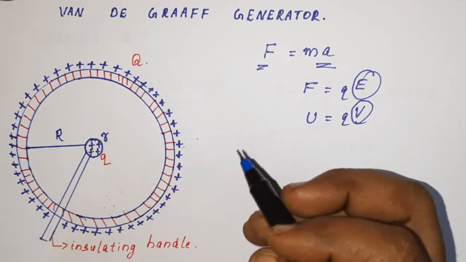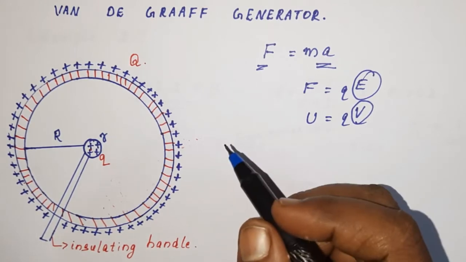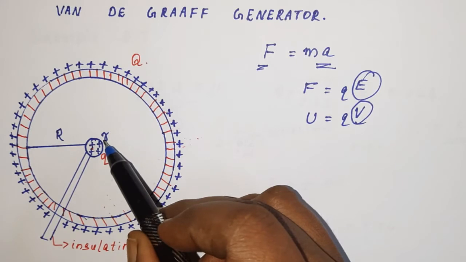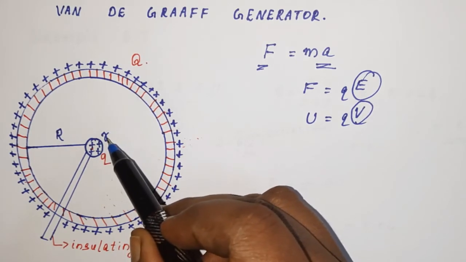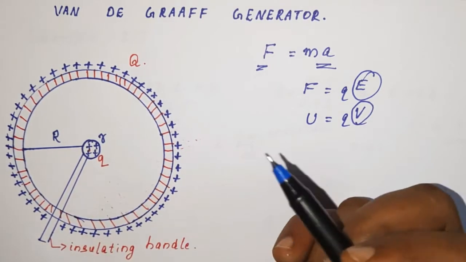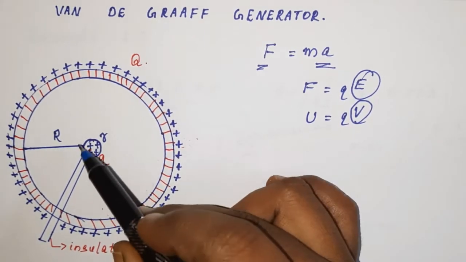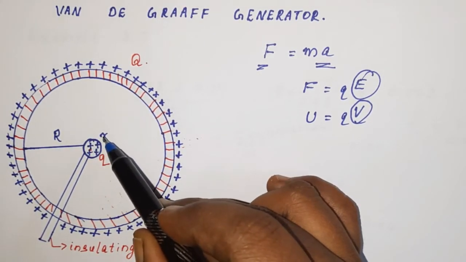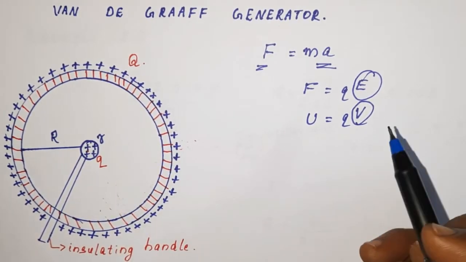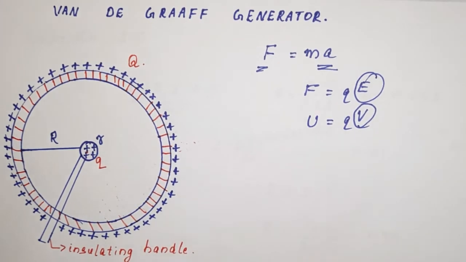Now we will assume another charged object, a small charged conducting sphere whose radius is small r. It is being introduced at the center of the spherical shell. So at the center of the spherical shell, a charged conducting sphere of radius r having a charge q is introduced by means of an insulating handle. This is what we are considering.